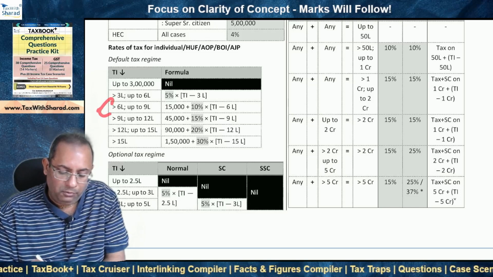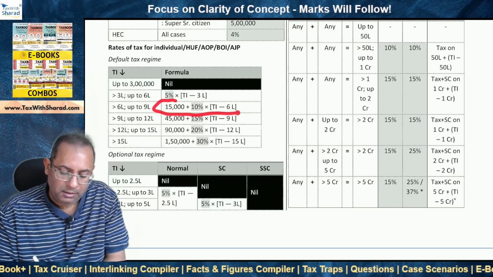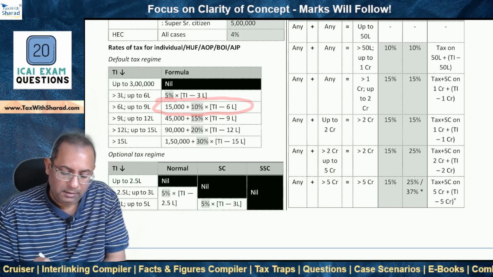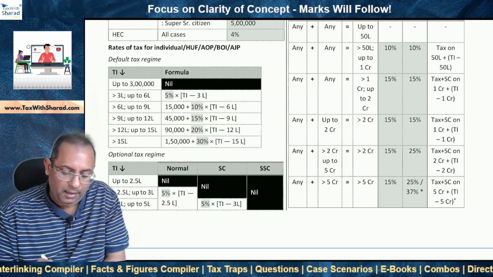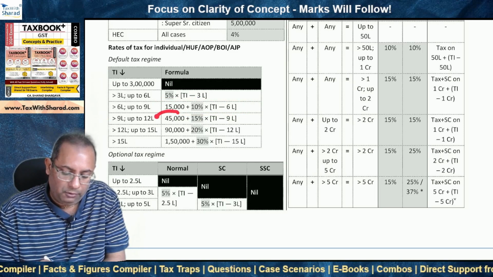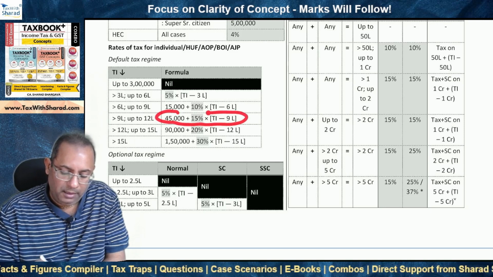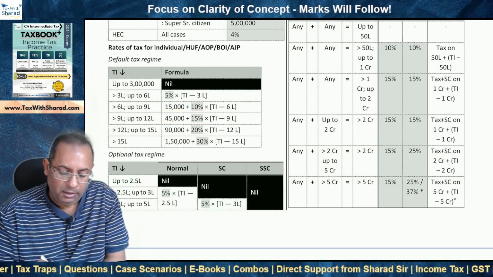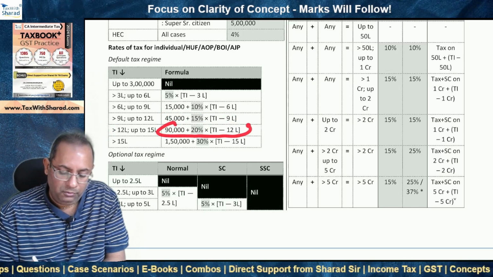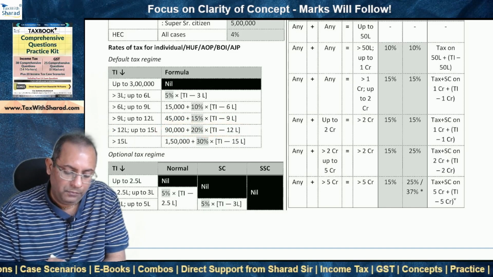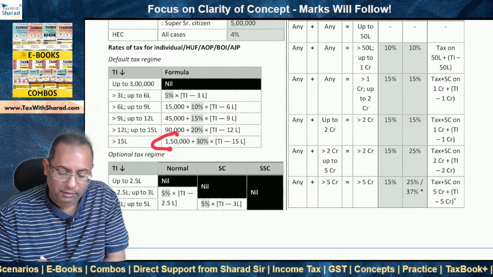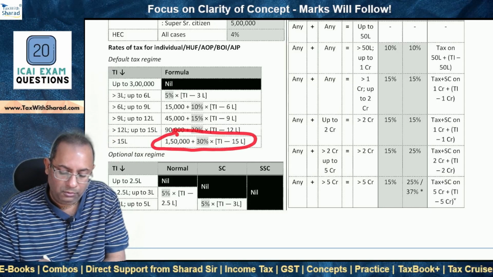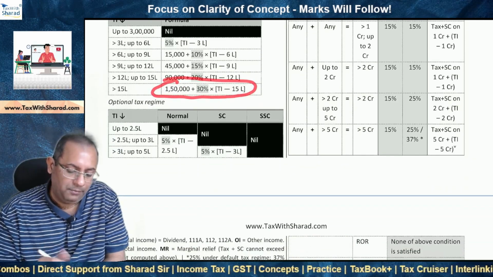More than 6 lakh and up to 9 lakh, the formula is 15,000 plus 10% into within bracket total income minus 6 lakh. More than 9 lakh and up to 12 lakh, the formula is 45,000 plus 15% into within bracket total income minus 9 lakh. More than 12 lakh and up to 15 lakh, the formula is 90,000 plus 20% into within bracket total income minus 12 lakh. More than 15 lakh, the formula is 1,50,000 plus 30% into within bracket total income minus 15 lakh.